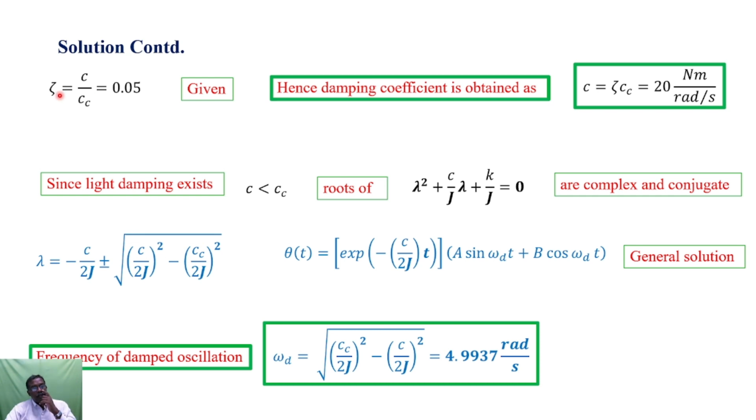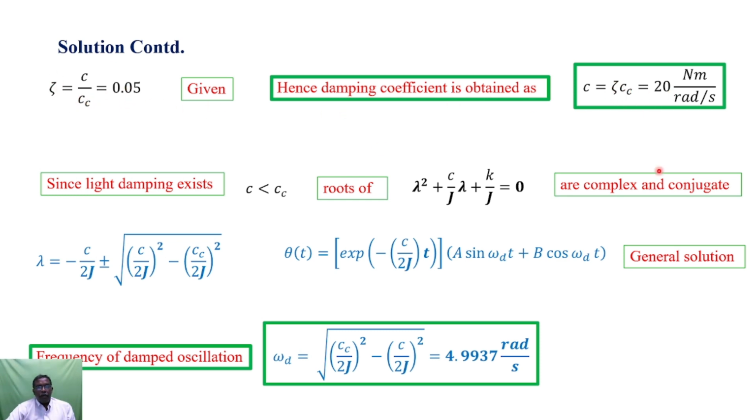It is given that the damping ratio is 0.05. That is, the damping coefficient is smaller than the critical damping coefficient. Hence, it is an underdamped system. In an underdamped system, the system will vibrate, but the amplitude of vibration will die down. That is the condition. Hence, the damping coefficient can be obtained from this damping ratio.